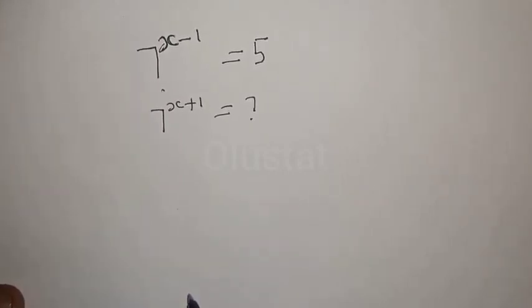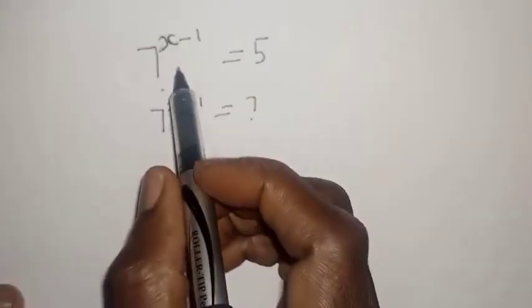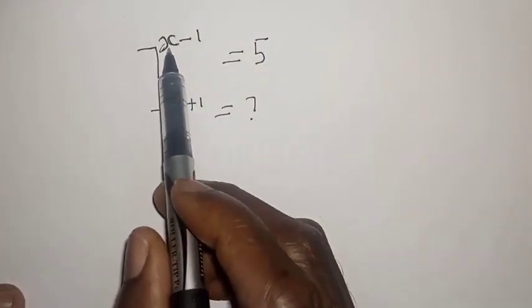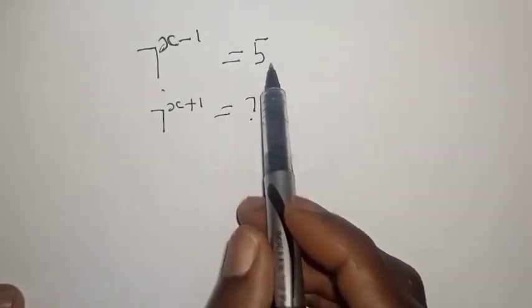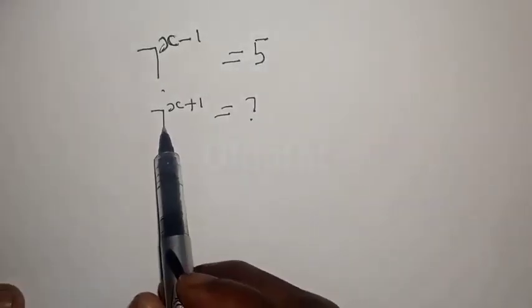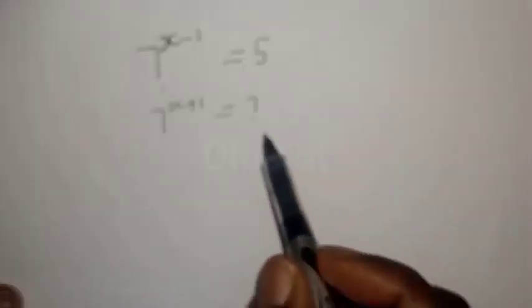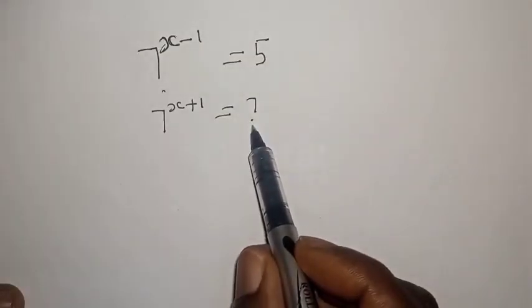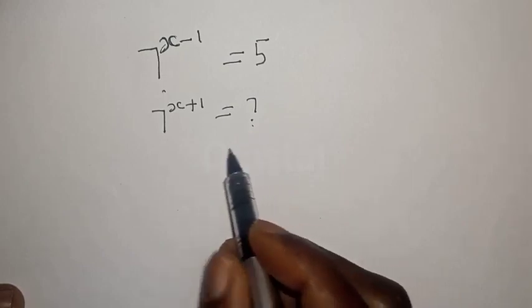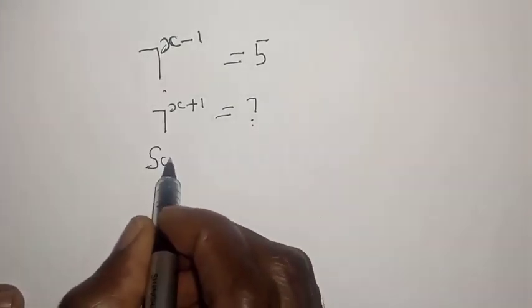In today's class, we want to look at how to solve this exponential equation. 7 raised to power x minus 1 is equal to 5. Then, what is the value of 7 raised to power x plus 1? So, we don't know the value of 7 raised to power x plus 1. Then, what do we do? We have a solution.